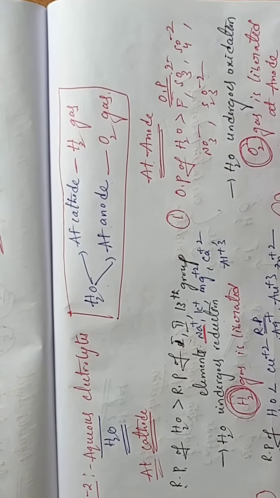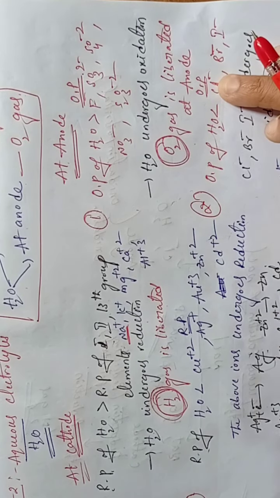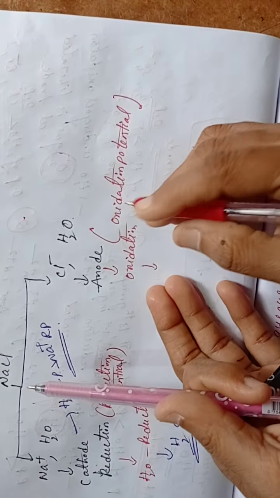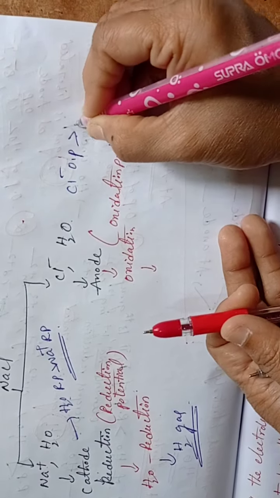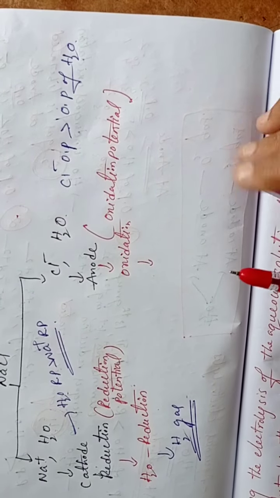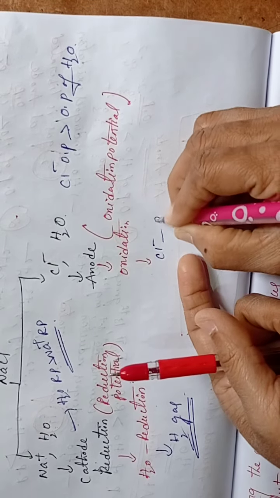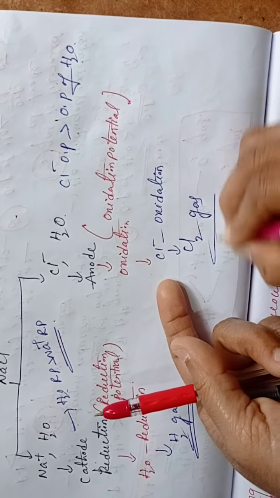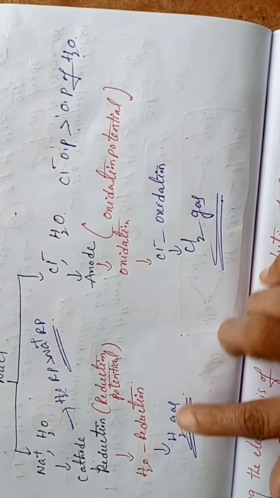Cl minus ion, this potential is greater than water oxidation potential, correct? So Cl minus potential is greater than water potential. So that's why here you just write: Cl minus ion oxidation potential is greater than oxidation potential of water. So that's why here Cl minus undergoes oxidation. So that's why it liberates which gas? Cl2 gas. This is the answer. So at cathode, hydrogen gas, at anode, Cl2 gas.